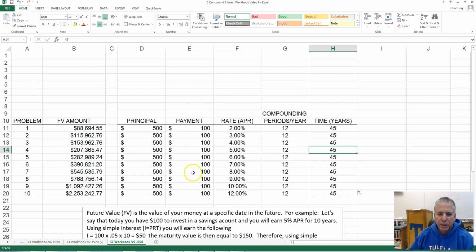So we kept the payments the same, our principal the same. The only thing that we're looking at now is how the interest rates affect the amount of money that we save, and you can see that it's quite significant over a period of time.